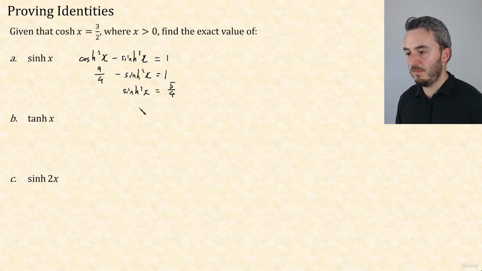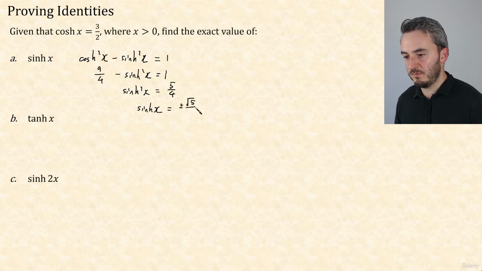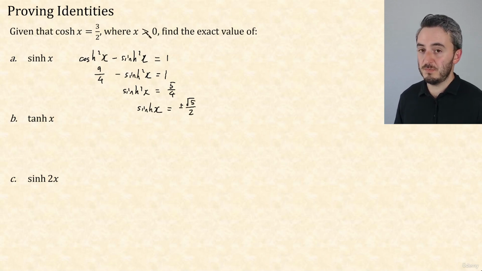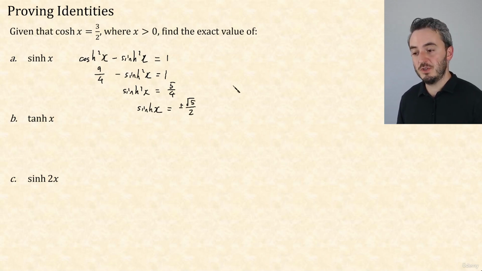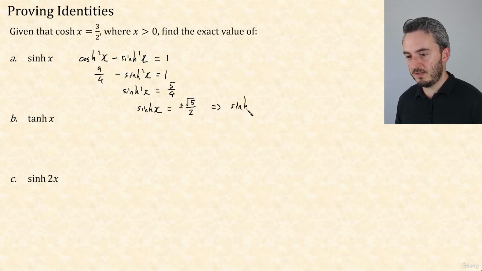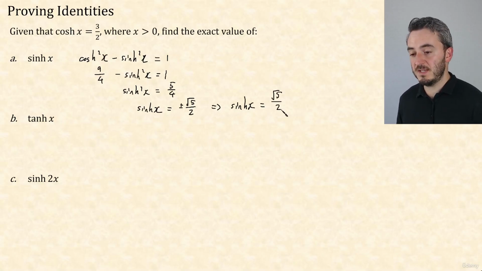And that means that sinh x is, well, it's plus or minus root 5 over 2, but we're told that x is positive. And when x is positive, sinh x is positive. So we can say that sinh x is positive root 5 over 2. The question obviously could have said x is negative, in which case it would be negative, or it could have said find the possible values of.